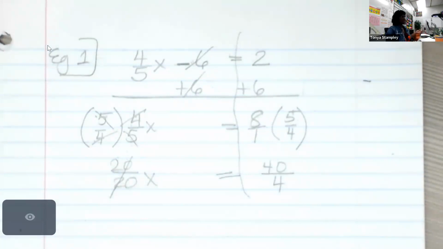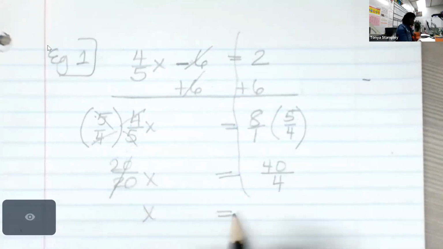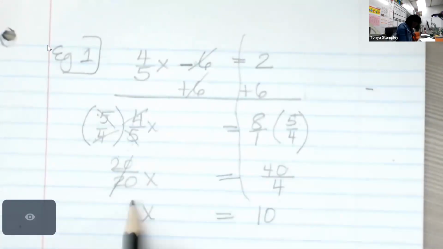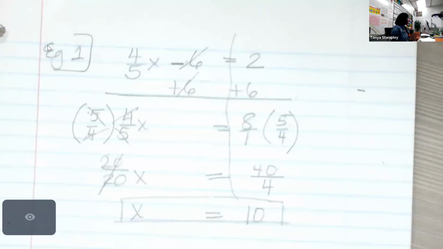What else can we do here? Very good, because this is not simplified. So now we got X equals, what's 40 divided by 4? 10. And now we're done. Absolutely. Was this one a little bit easier than the last one? Yes, good. Question.